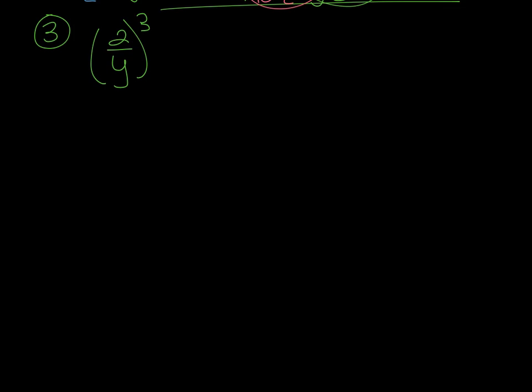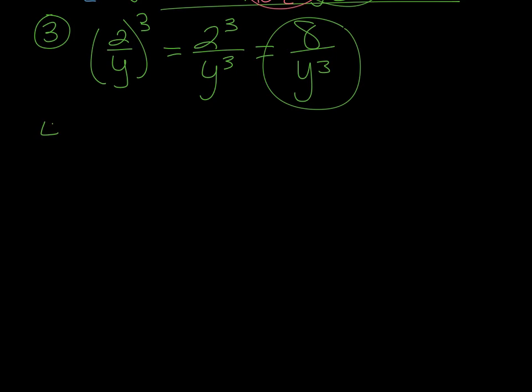But think if it's something bigger than a cube. What if it's like a fifth? That'd be a lot of writing, right? What it means in the end is this is actually 2 cubed over y cubed, right? Okay, so we have that rule that we can use. And then we just need to evaluate. What is 2 cubed? 8. So we have 8 over y cubed, okay?